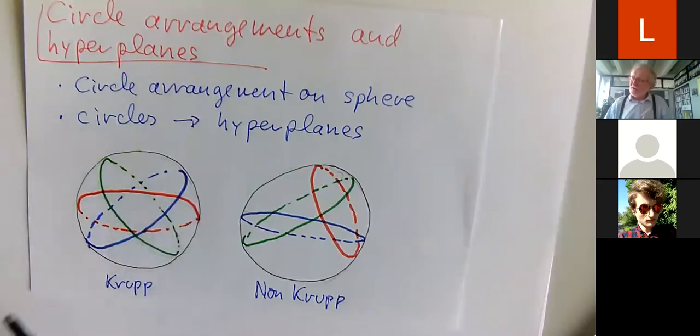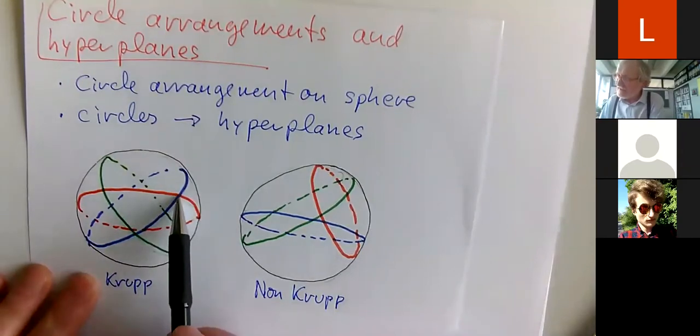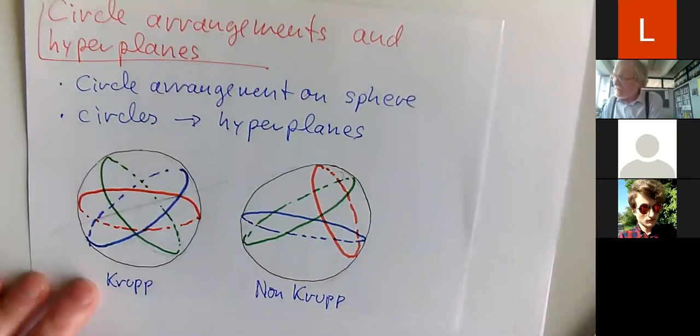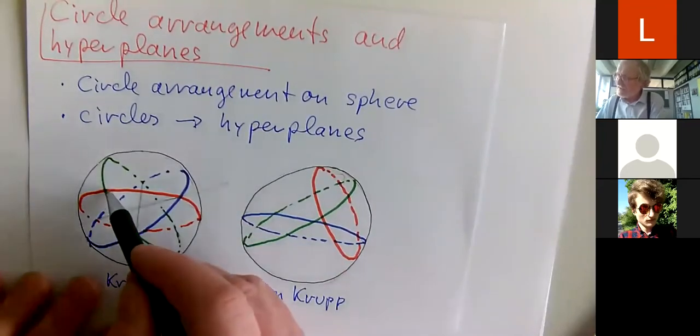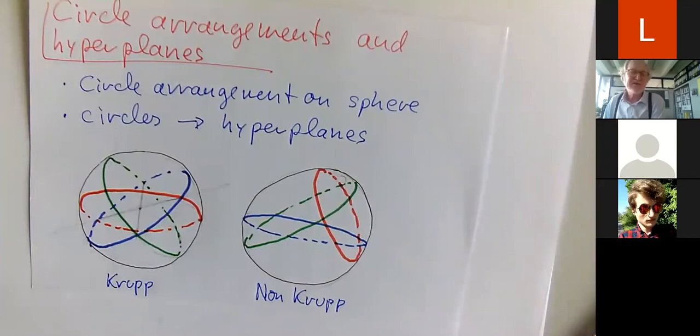If they form a Krupp, then the intersection of the blue and the red hyperplane is containing this line, and the intersection of the green and the blue is containing this line, and this, so the 3 lines share a point which is inside of this sphere. And in the case of the non-Krupp, you see that the intersection of the 3 hyperplanes, which are generated by the 3 circles, is outside of the sphere. And so this is a way of describing the distinction between the Krupp and the non-Krupp.